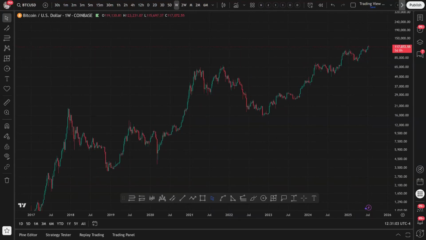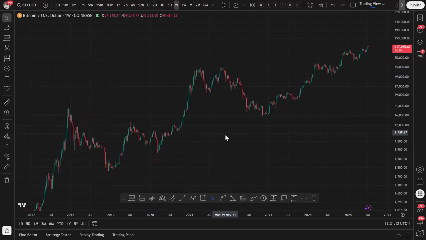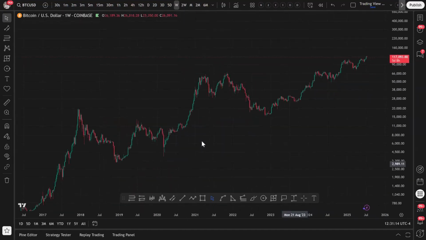All right, so let's keep going. I think let's come back to these. I don't want to get too far into it. The trend-based fib extension I will just show you, but we're not going to explain it.